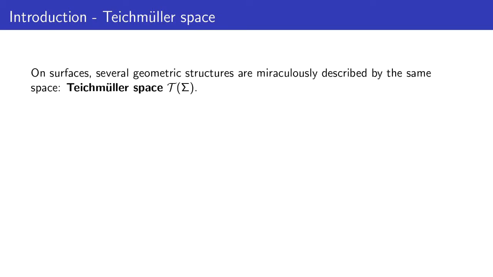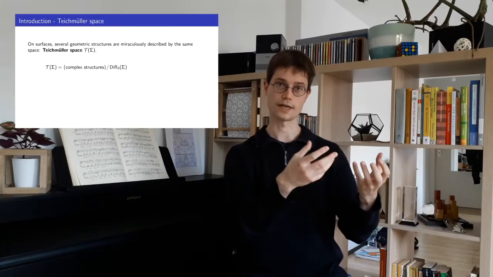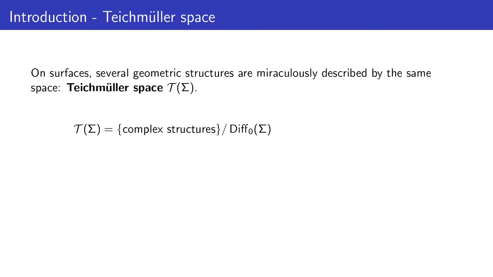You can see this Teichmüller space first as the moduli space of all complex structures. So you take the space of complex structures and you define on this an equivalence relation. Two complex structures are considered as the same when you can go from one to the other by an isotopy, meaning a diffeomorphism of your surface which is isotopic to the identity. As we have just seen, on a surface, a complex structure is the same thing as an almost complex structure. So Teichmüller space is also the moduli space of almost complex structures.